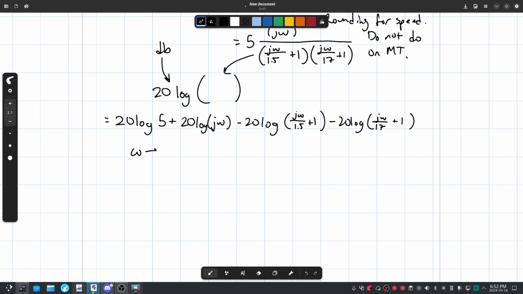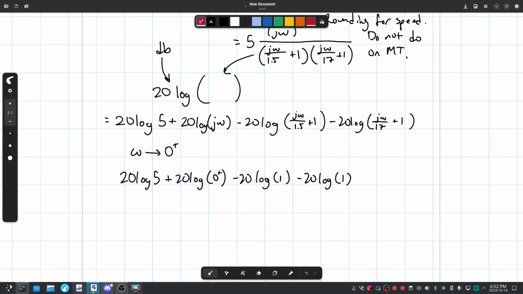As we approach 0, we can't actually have it be 0. What are we going to get? We're going to get 20 log of 5 plus 20 log of 0 coming in from the positive direction, minus 20 log of 1 minus 20 log of 1. What's log of 1? Log of 1 is 0, right? So those two go to 0. This trends towards infinity.